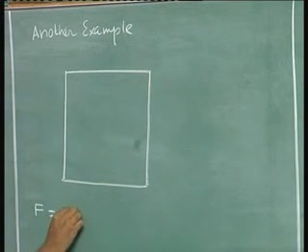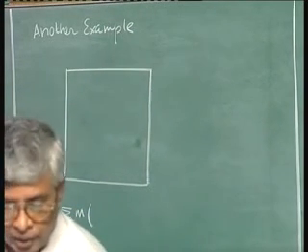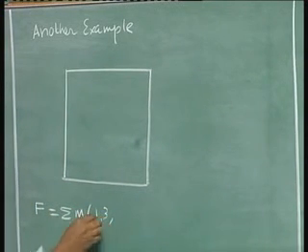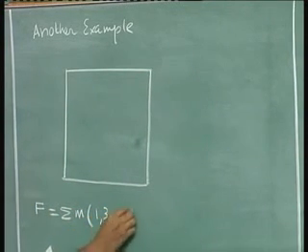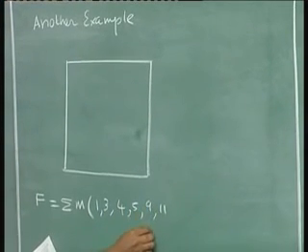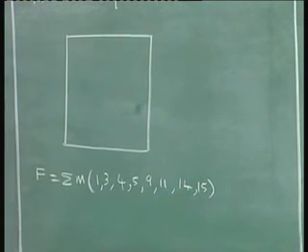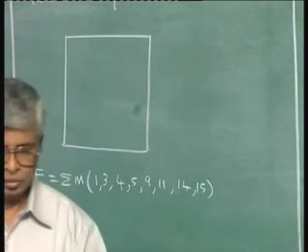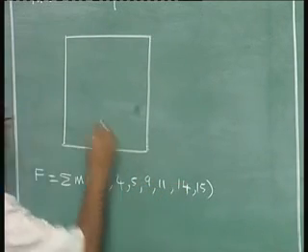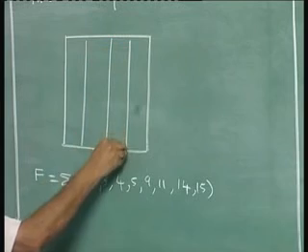Sigma m, the number of min terms which form the sum will be 1, 3, 4, 5, 9, 11, 14, 15. This is the map for F.